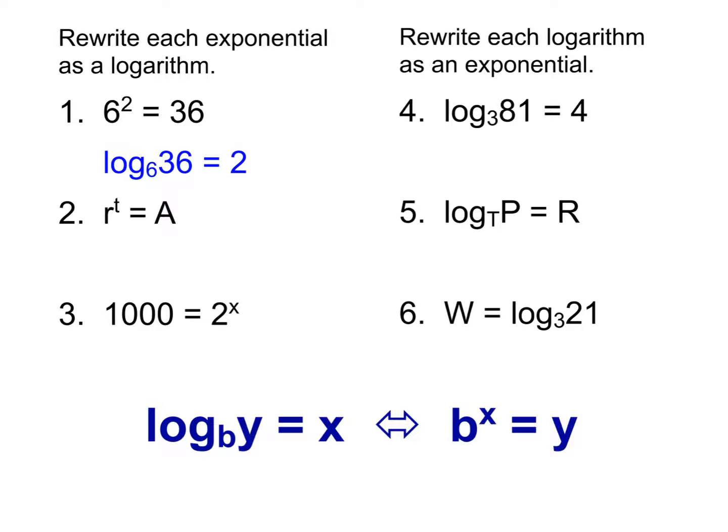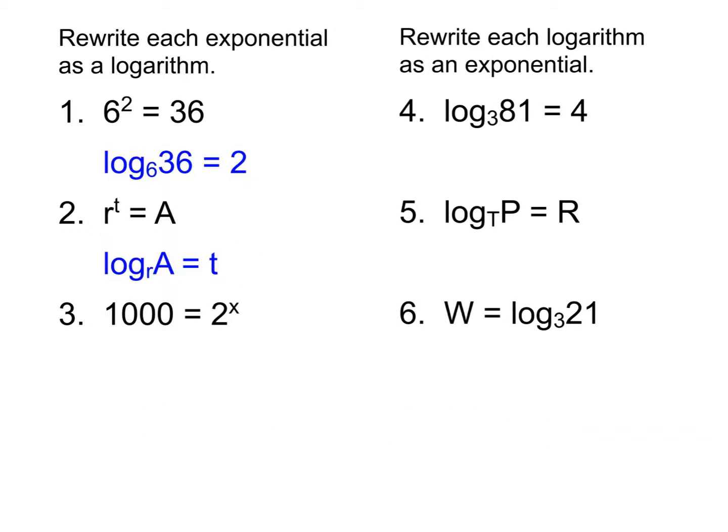We're doing the exact same thing, just this time instead of 6, 2, and 36, it's r, t, and a. So first thing I write down is log. The base is the number that's raised to a power, that is r in this case. The number that next goes is what the exponential equals, which is a. And log always equals the exponent, so it equals t. So there we get log base r of a equals t.